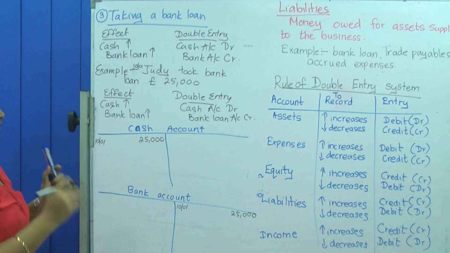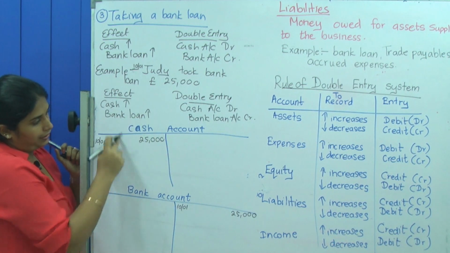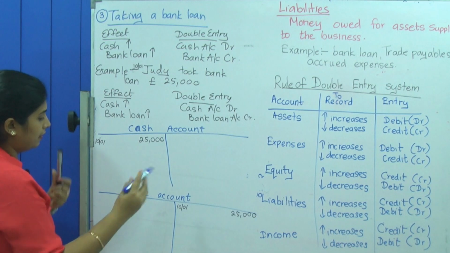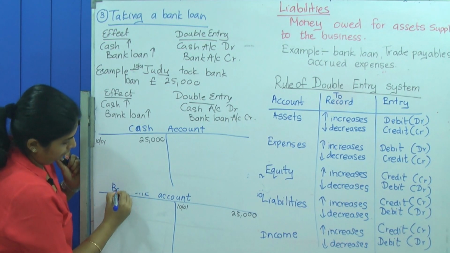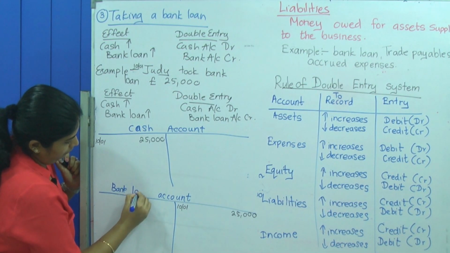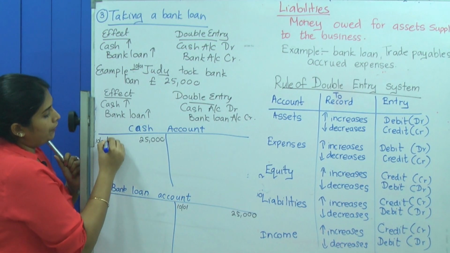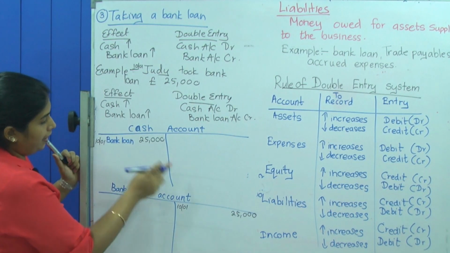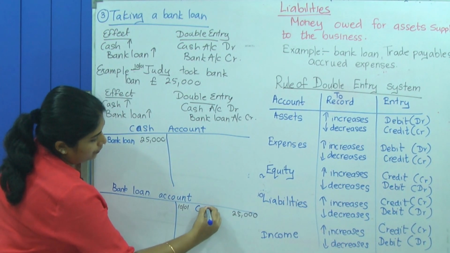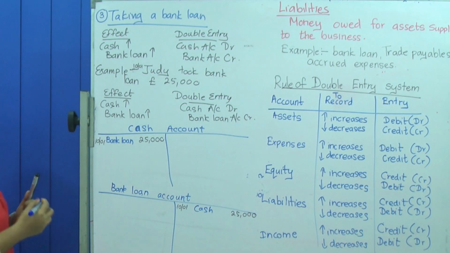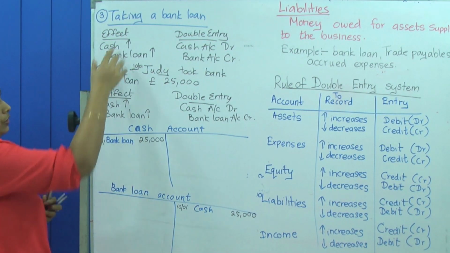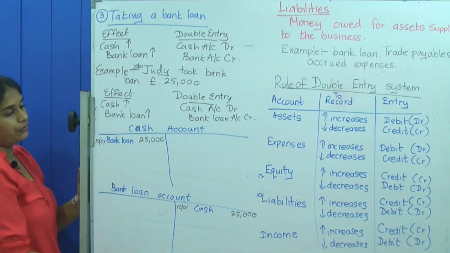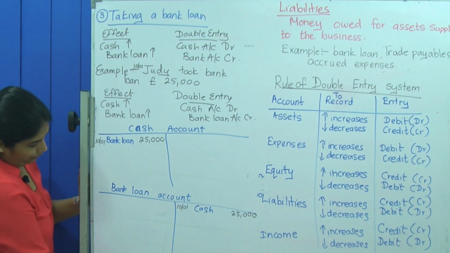Okay. Now you have written the date and the amount. Now you have to write the details. That means the debit entry is in the cash account, whereas the credit entry is in the bank loan account. So here you have to write bank loan, because the credit entry is there, and the debit entry is in the cash account, so as details you have to write cash account. So when you are taking a bank loan, this is the double entry that you have to write, and this is the way you have to record in the T accounts.